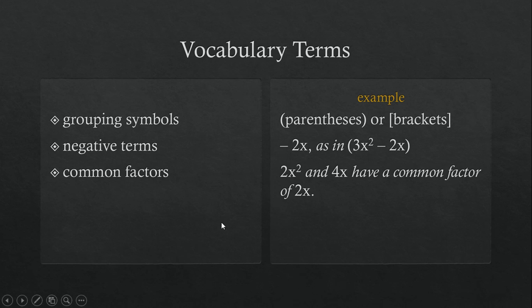Common factors. So 2x squared and 4x are two terms that we have. The common factor between them is 2x. Both of them are divisible by 2x, and we'll talk about that today.